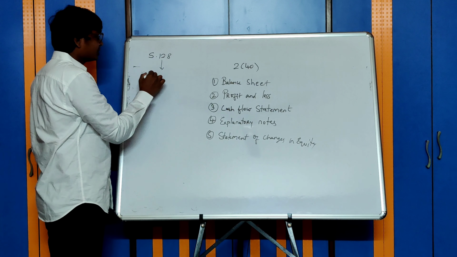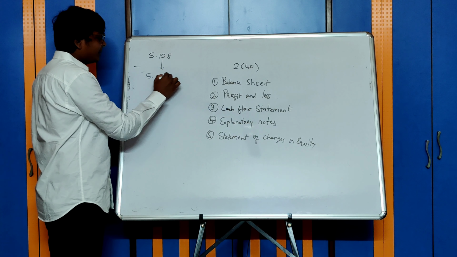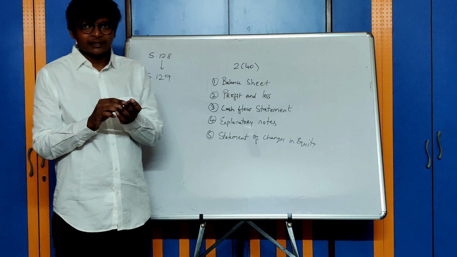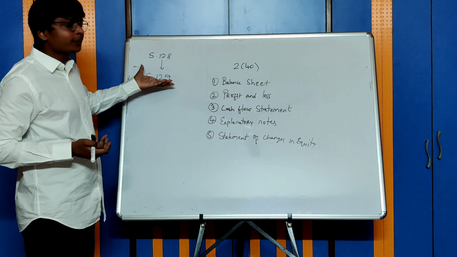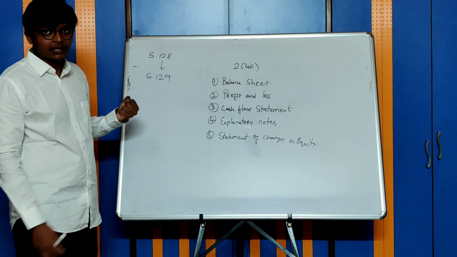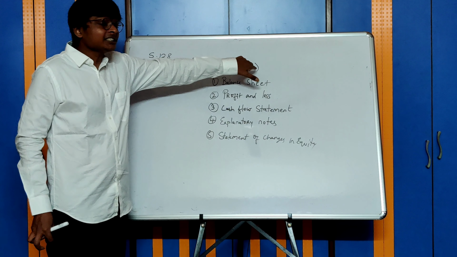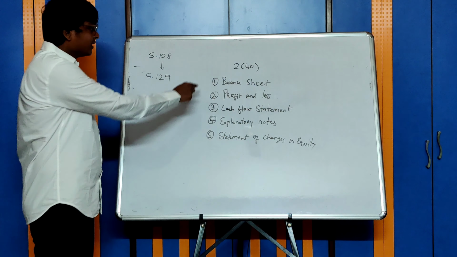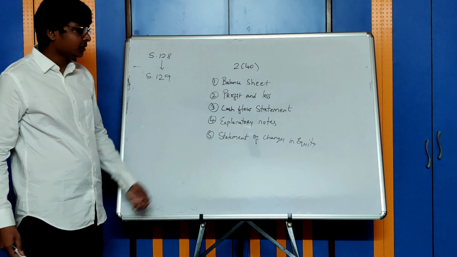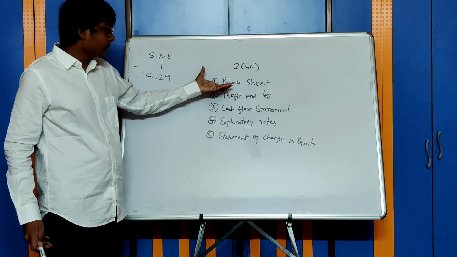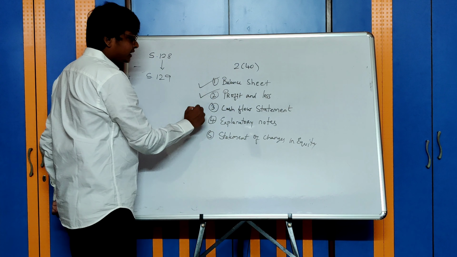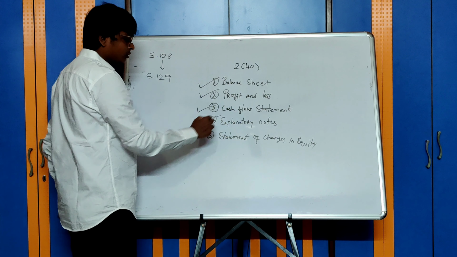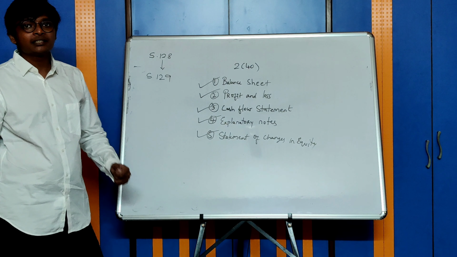Using those books of accounts, at the end of the year, such a company prepares financial statements which will be circulated to the members of the company. Such a provision is mentioned in section 129. Section 2 subsection 40 of the Companies Act defines what is a financial statement. Financial statements include balance sheet, profit and loss account, cash flow statement, explanatory notes, and statement of changes in equity.